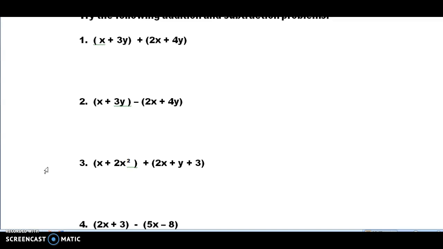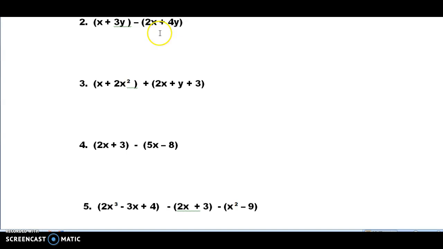So on problems 1 and 3, they have a plus sign between the two groups. Just drop the parentheses and combine them. On problems 2, 4, and 5, what you're going to do is these groups that follow the negative sign, you're going to take the opposite of those groups inside of there, and then you're going to combine it with the first term. So that's what you're going to do on 2, 4, and 5. So at this point, I recommend pausing the video, trying these problems, and then continuing when you're ready.